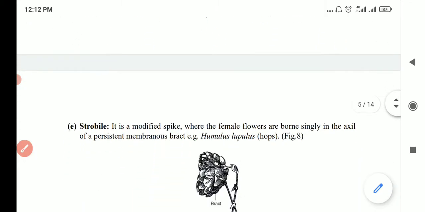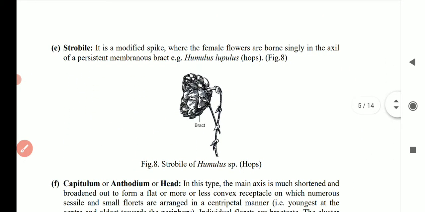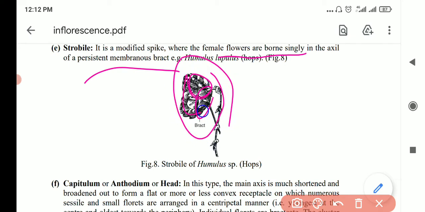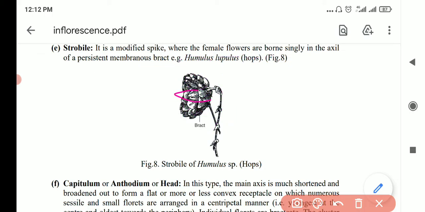Okay, let's go to the next type of sessile inflorescence. The next one is strobile. It is a modified spike, and the female flowers are borne only singly at the axil of a persistent bract. Okay, so there is just such a huge bract. This entire thing is a bract, a huge persistent bract, and inside this is just one flower. Okay, so an example of the strobile is Humulus lupulus. Such a funny word, no? Humulus lupulus.